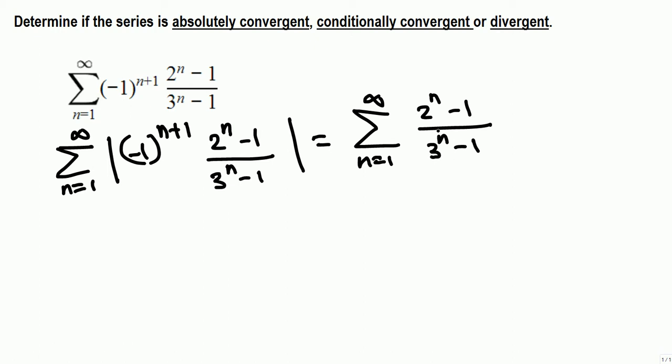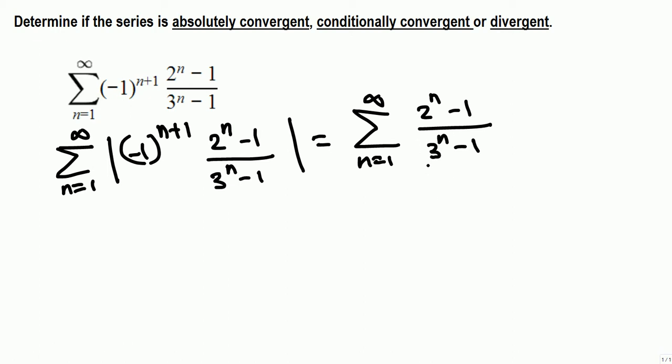Looks like 2^n - 1 over 3^n - 1. 2^n is the leading term on the top, 3^n is the leading term on the bottom, and when n goes to infinity, it will be (2/3)^n, which goes to 0, so we cannot use the test for divergence.